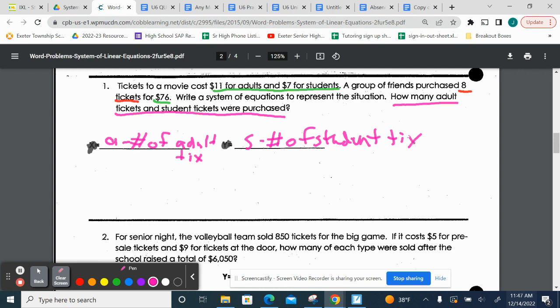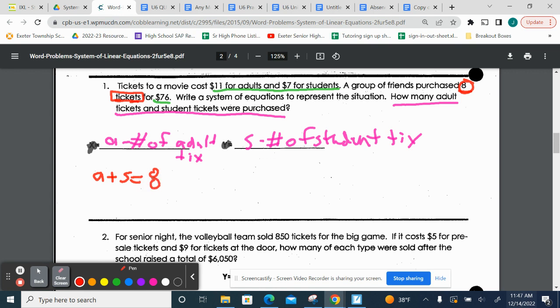So maybe let's start with number of tickets. We only have one piece of information for number of tickets, and that is 8 tickets were sold. So what are those tickets made up of? It says a group of friends purchased 8 tickets. That group of 8 could be all adults, all students, could be some adults, some students. In the end, we don't know how many though, right? So one of our equations is going to be A plus S equals 8.